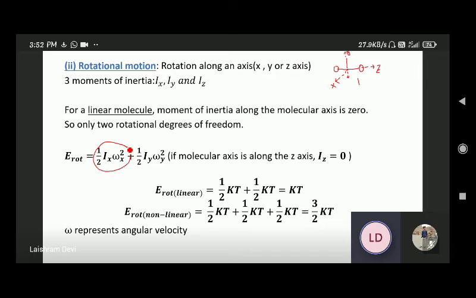E rotation is equal to half I omega square. This is nothing new to you, right? Since we are ignoring Iz, so ये वाला term तो 0 हो जाएगा, that is rotation along its molecular axis.